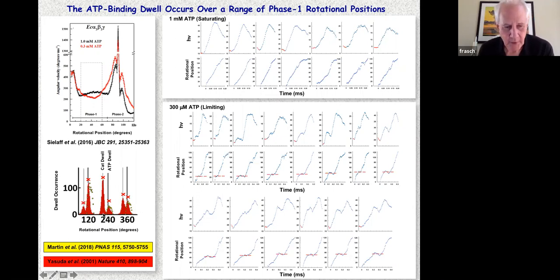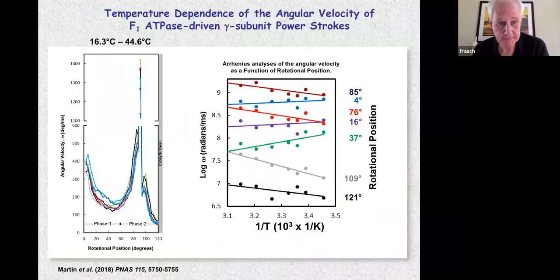And so when we superimpose how often these occur on top of the data of the earlier Japanese work, we see that it overlaps quite well. So that tells us that while the catalytic dwells always occur in the same location, these ATP binding dwells can occur at relatively different locations over this entire phase. And our other work that we have yet to publish shows that the location of when the ATP binds makes a real difference in how the power stroke, the rotation, goes during that time.